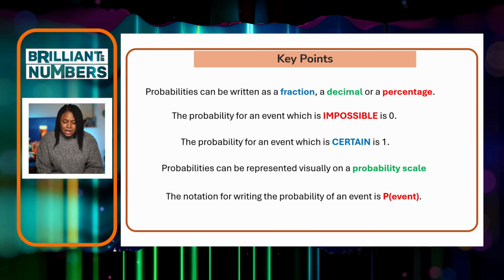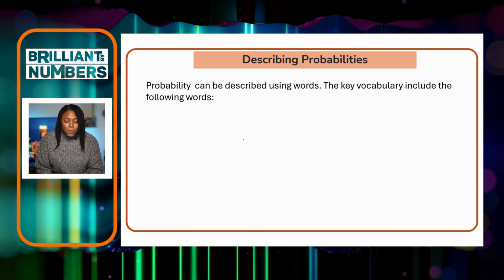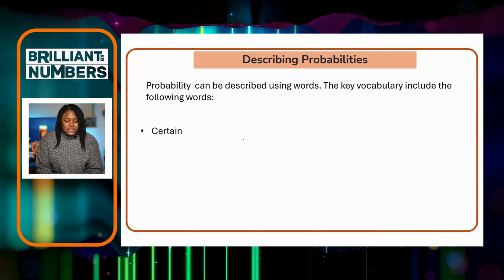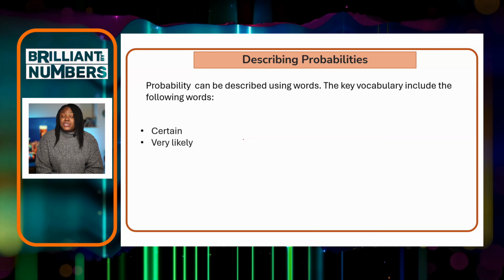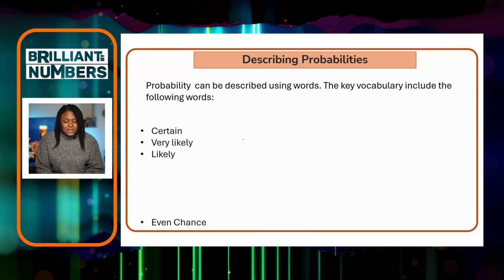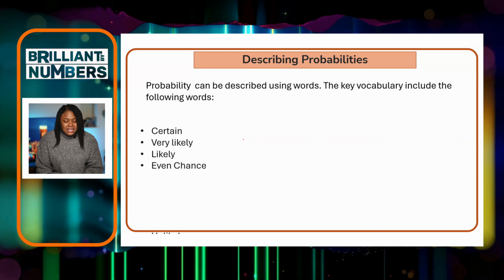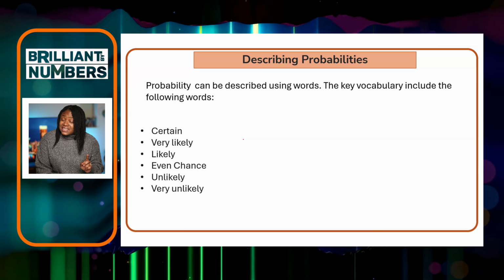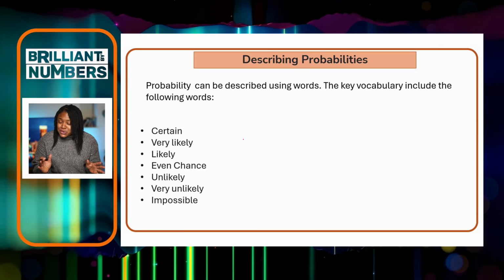Now, describing probability. When we're describing probability, there are certain words that we can use. Probability can be described using words, and the key vocabulary includes the following. The first one is certain, which we just looked at. We could also use words like very likely, likely, even chance, unlikely, very unlikely, and finally, events that are impossible.